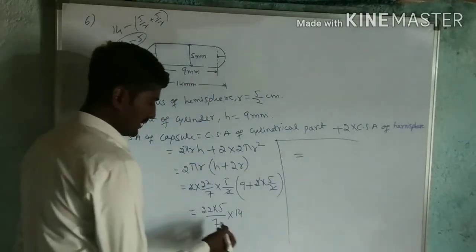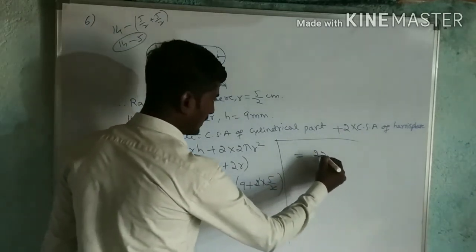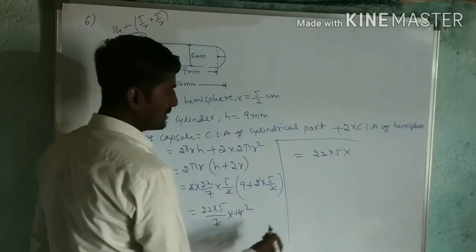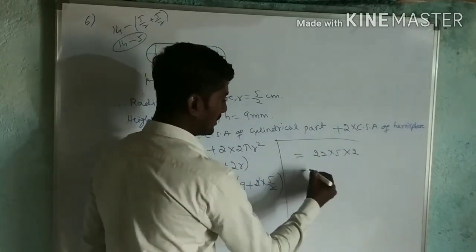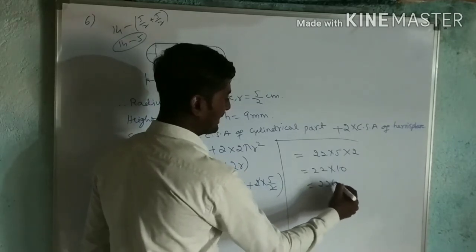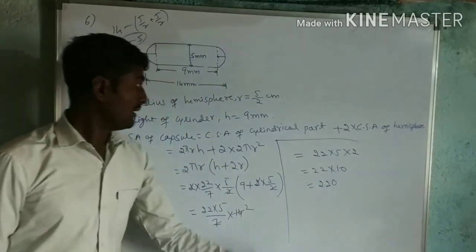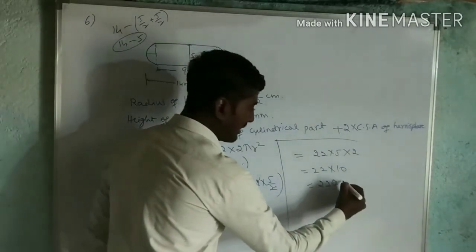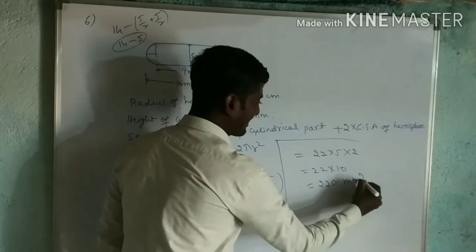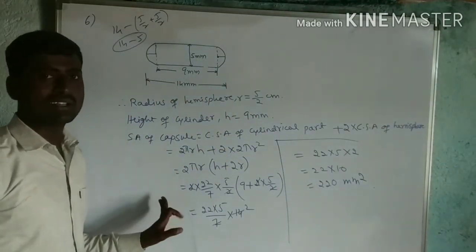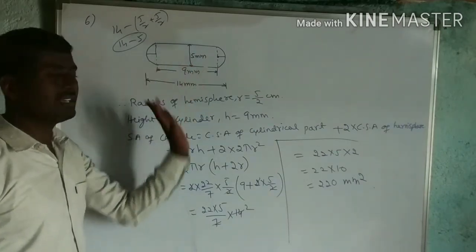Now this is equal to 22 into 5 into, 7 twos are 14, so into 2. So 22 into 5 is 110, twos are 220. Up to now they gave the unit in millimeter. Here it is the area, so it will be millimeter square. So 220 mm square. This is the required surface area of the medicine capsule.